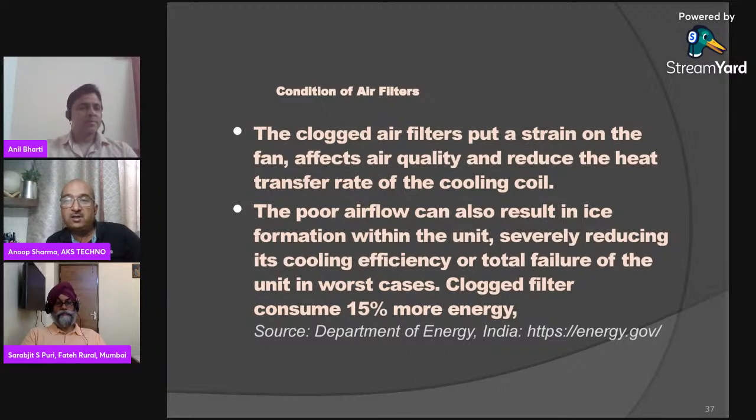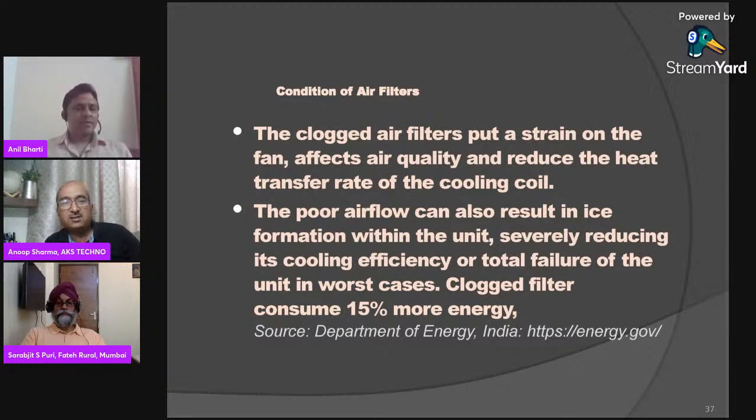I will personally recommend to clean the filter every 15 days. You will see a drastic effect on the cooling and a reduction in your power consumption. Great. Yeah, that is quite easy to do. Very, very easy. Everybody could do it.